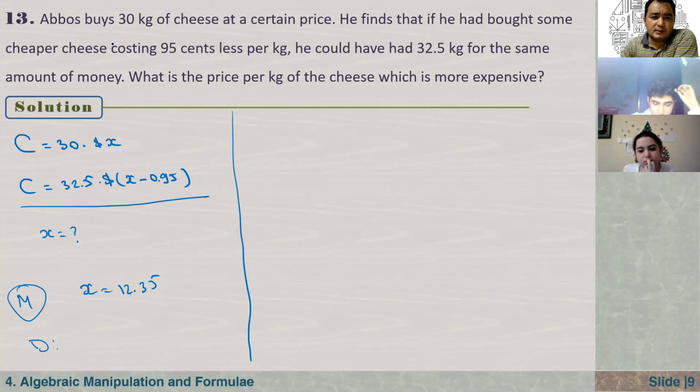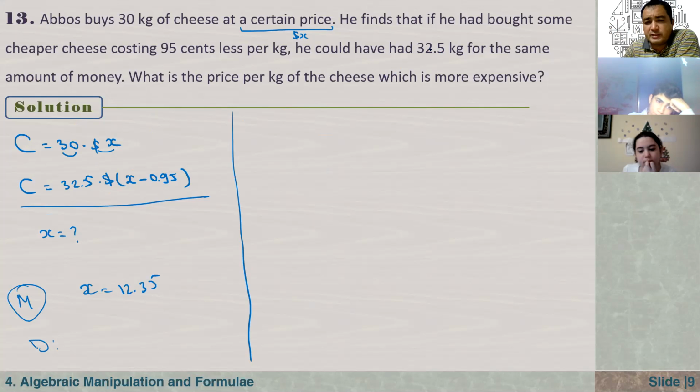Anyway, here Abbas buys 30 kg of cheese at a certain price. So that's a problem, right? Actually, what is that certain price? Let's say the certain price is X dollars. That means that 1 kilo of this cheese is X dollars. If you buy 30 kilos of the cheese, each kg is X dollars. Actually, I need to just write dollar per kg. So that C is the total cost that we are paying for 30 kg of cheese if 1 kg is X dollars.